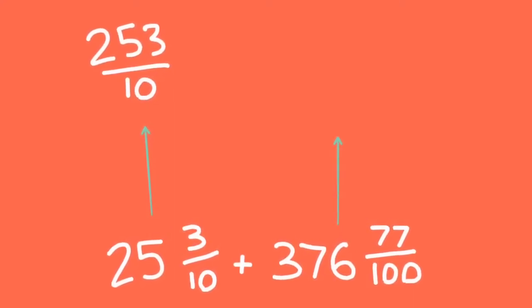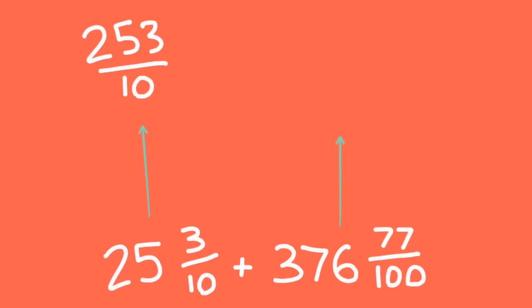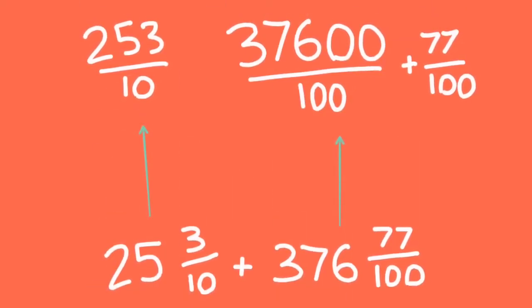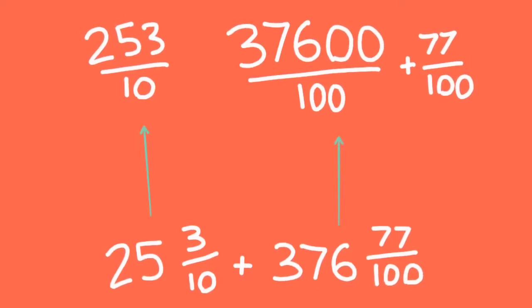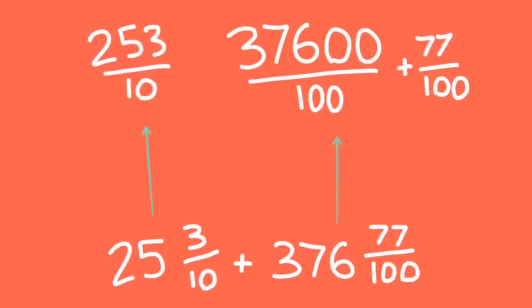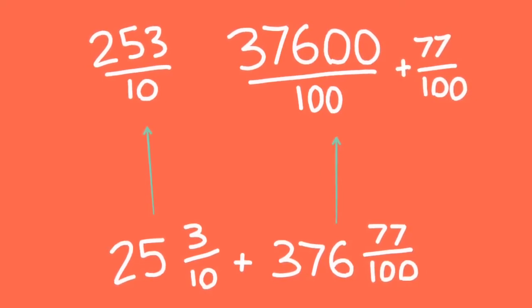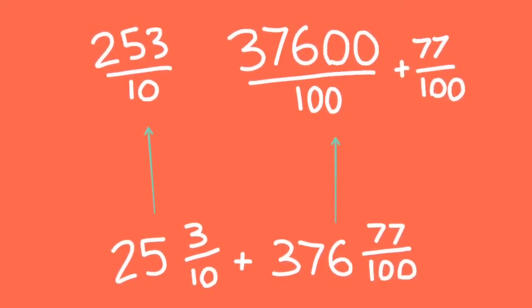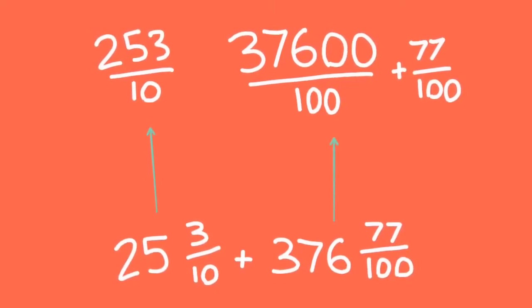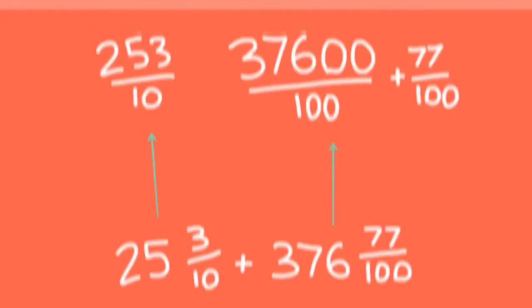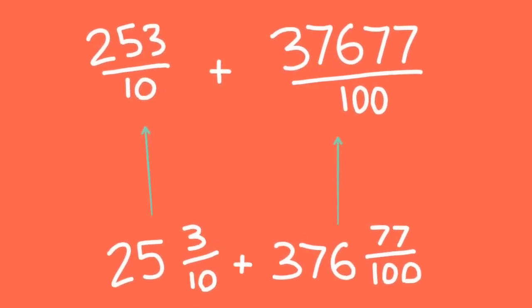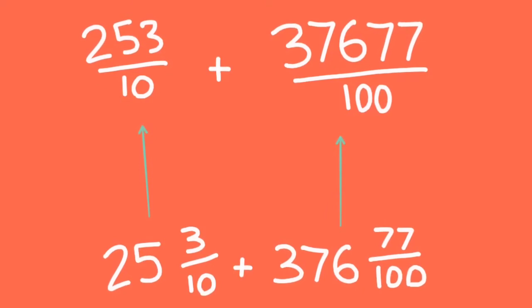Now, what about the 376 and 77 hundredths? Because it's out of hundredths, I could simply multiply 376 by 100, as well as its denominator, which happens to be 1, by 100 as well, and end up with 37,600 hundredths. But we also have those 77 hundredths, so what do we do with that? Put it together, hundredths and hundredths, and we end up with 37,677 hundredths.